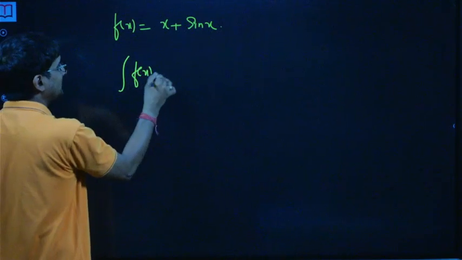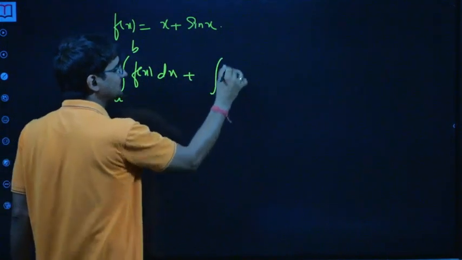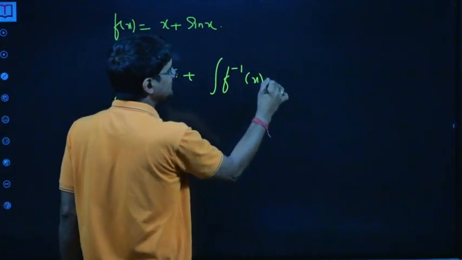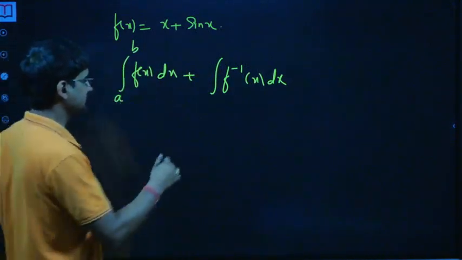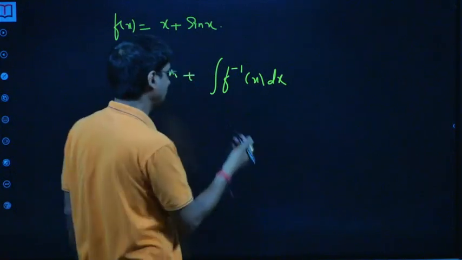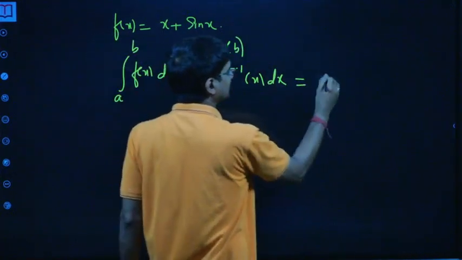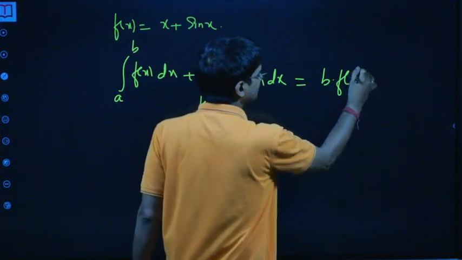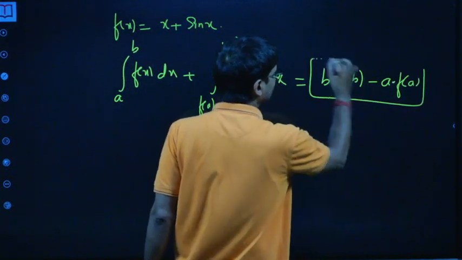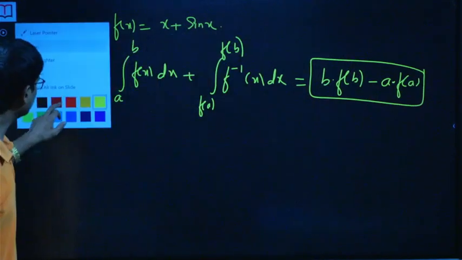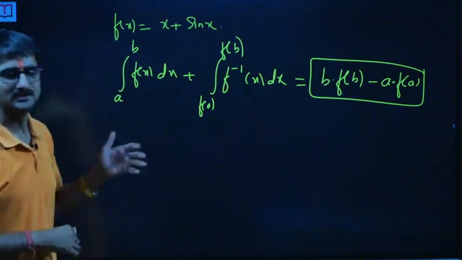If we have a definite integral, one very important property: if we have a function which is invertible and you come across any such integral, the integral from a to b of f(x) dx plus the integral of its inverse, where the limit is f(a) to f(b), is nothing but b times f(b) minus a times f(a). We would have already discussed this property quite a few times earlier also. I am pretty sure about it. But again, it's a very important one.